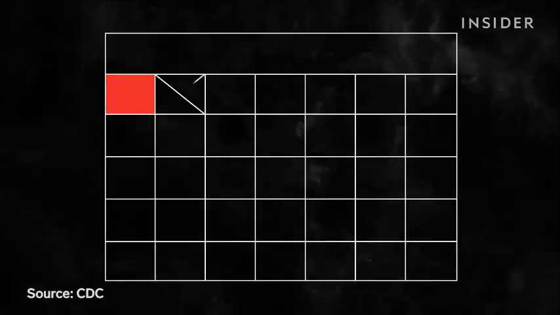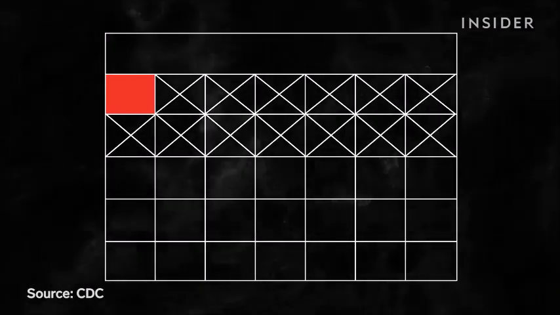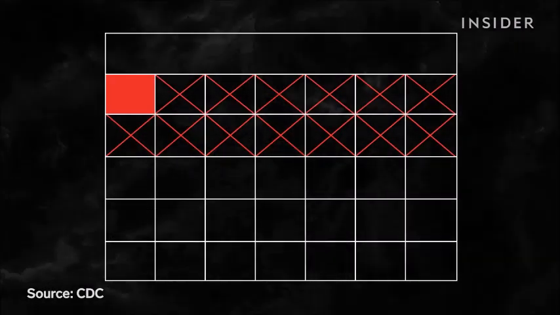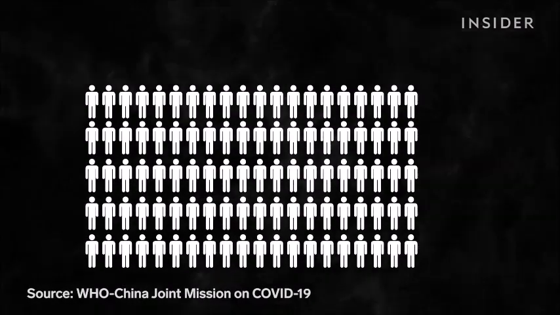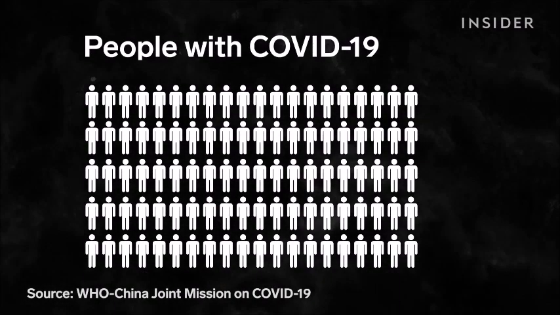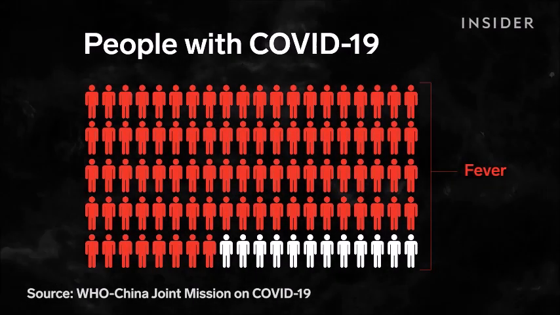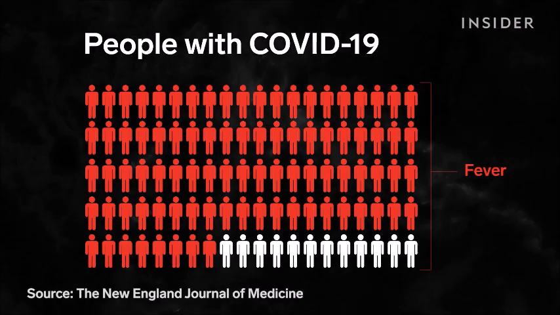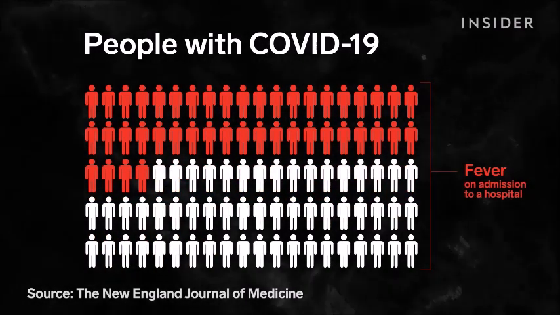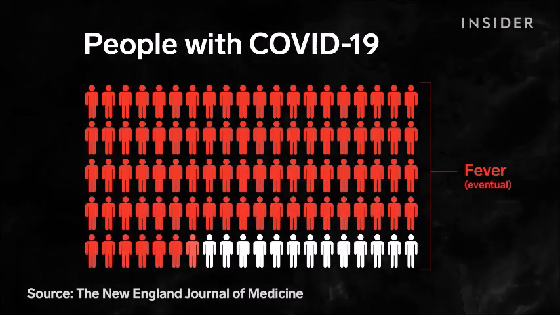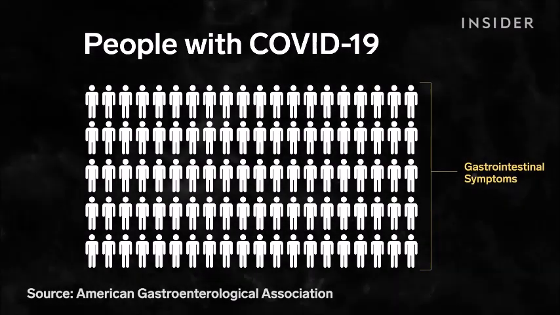It can take as few as 2 or as many as 14 days after being exposed to the novel coronavirus for the first symptom to develop. This is when it might feel like a cold or the common flu. Many patients develop fevers early on. The World Health Organization China Joint Mission saw that about 88% of people who had COVID-19 had a fever. Another study out of China showed that while only 44% of patients had a fever on admission to a hospital, 89% eventually developed one.